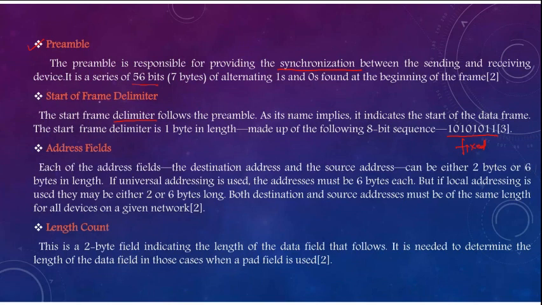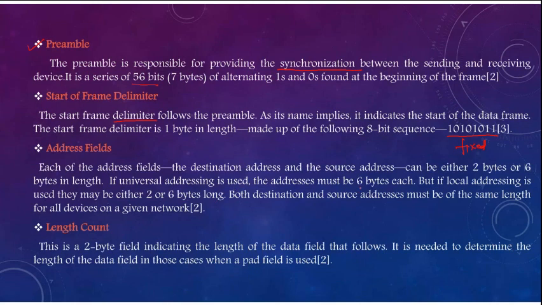It is fixed. So SFD will be a fixed value. Address field. Each of the address fields, the destination address and source address, can be either 2 byte or 6 byte in length. If universal addressing is used, the addressing must be 6 byte. But if local addressing is used, then they may be either 2 byte or 6 byte long.